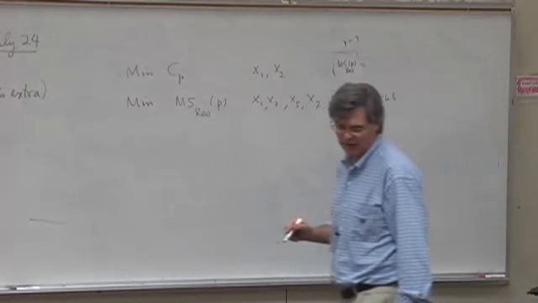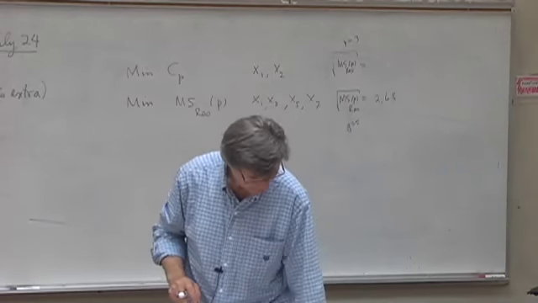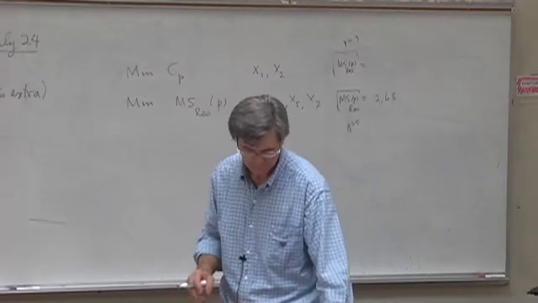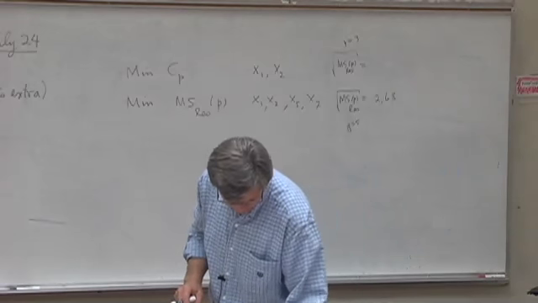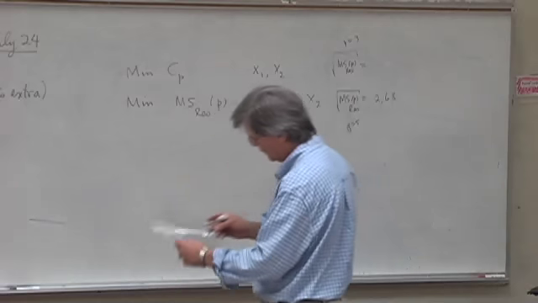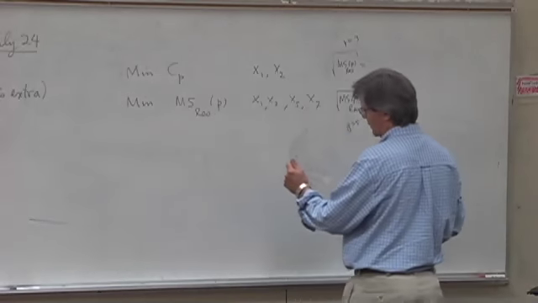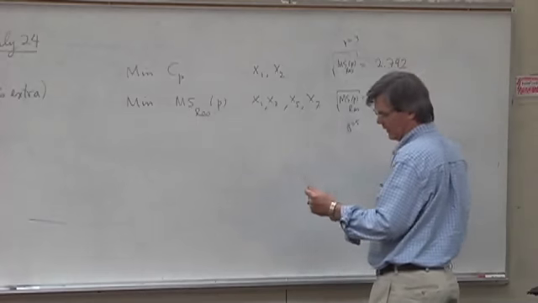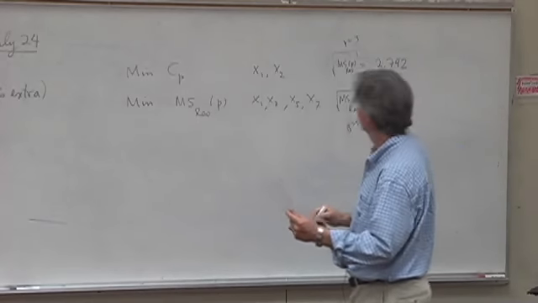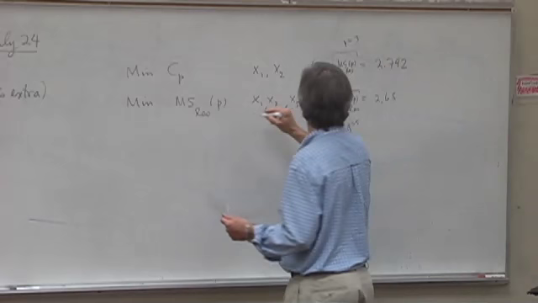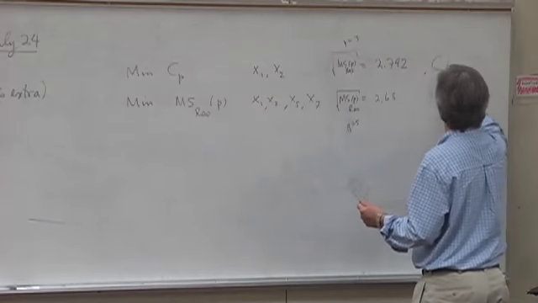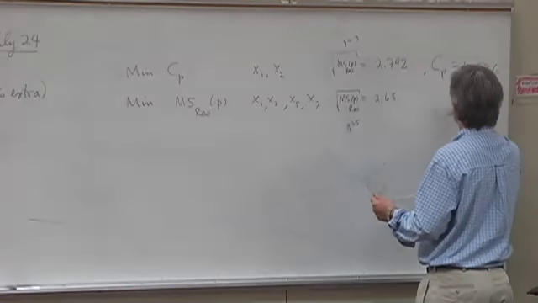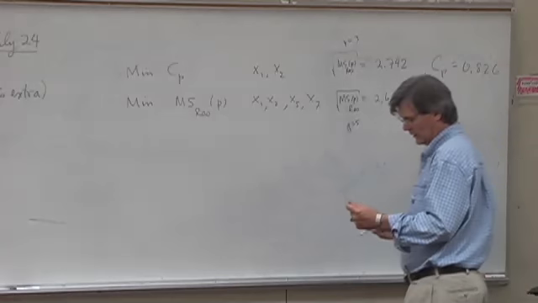Okay, this came out to be, for X1, X2, let's say calculated as 2.792. Okay. This had CP equal to 0.826, and this had CP equal to.